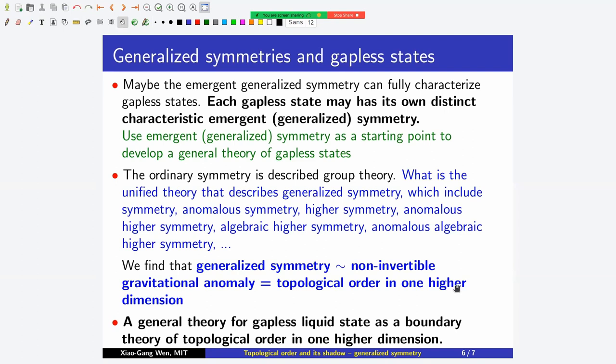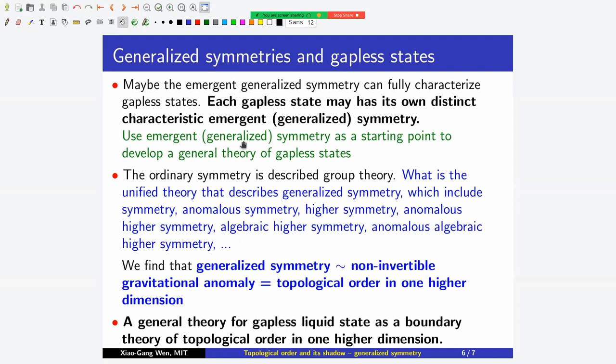But on the other hand, whatever we miss, we can call the missing part a more generalized symmetry. So then at the end, the statement is still true: the generalized symmetry characterizes gapless states fully. Therefore, the idea is to use this generalized emerging symmetry as a starting point to formulate a theory of a gapless liquid state. So that is the desire.